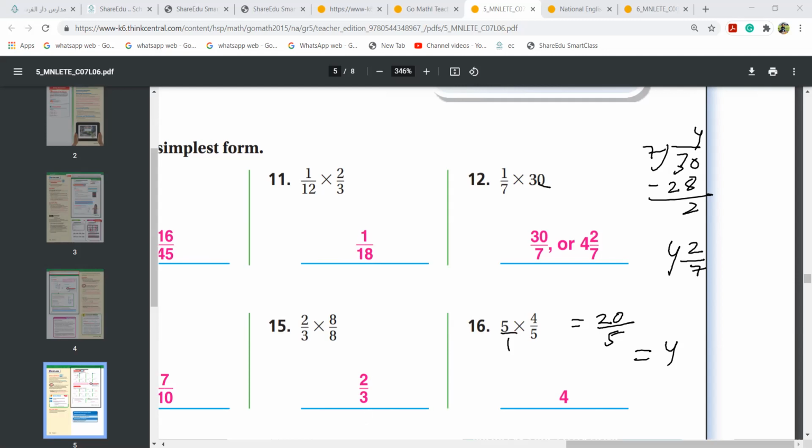I'm going to share white screen and give you some questions. Maybe you can do. Let us start with the timetable of 2. If I give you 8 and 16, they both come in the timetable of 8, right? So how do I simplify? 8 times 1, 8 times 2. My answer is half.